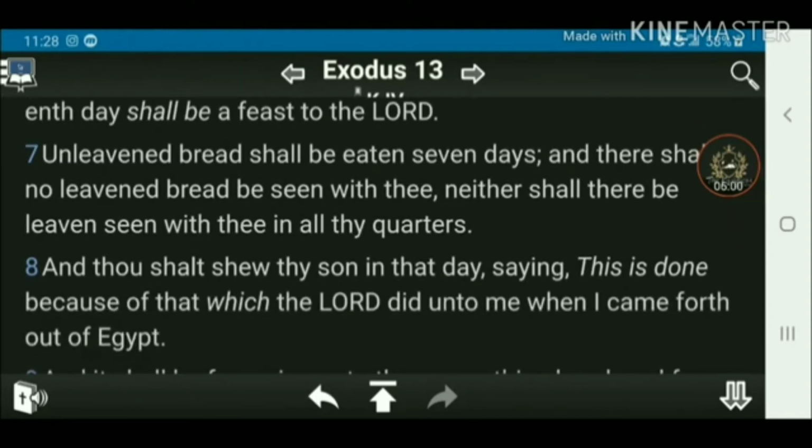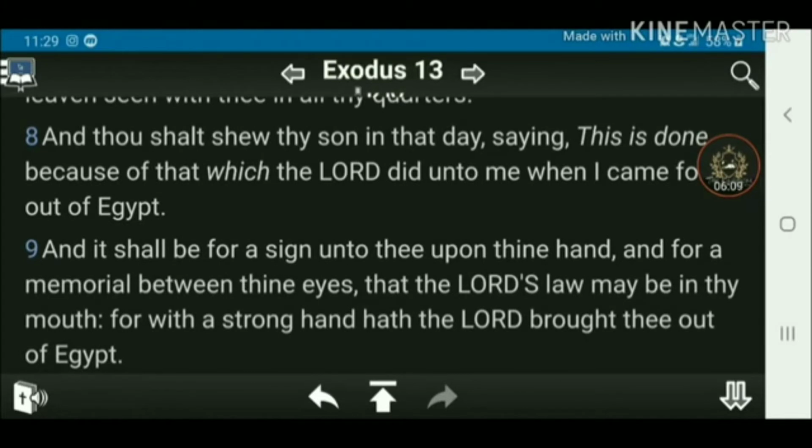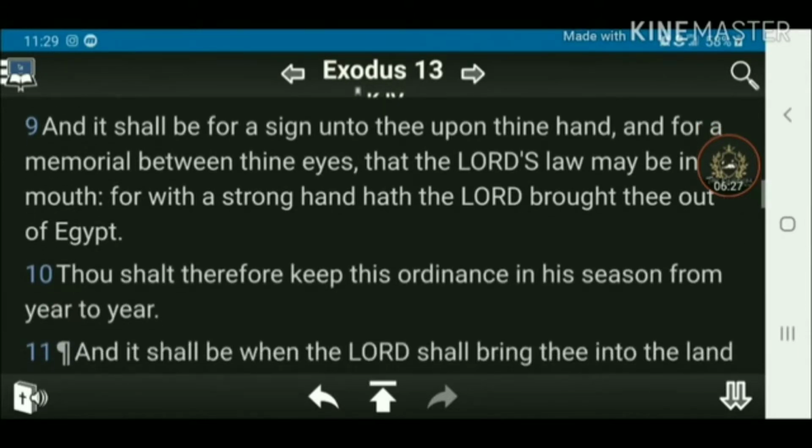And thou shalt show thy sons in that day, saying, This is done because of that which the Lord did unto me when I came forth out of Egypt. And it shall be for a sign unto thee upon thine hand, and for a memorial between thine eyes, that the Lord's law may be in thy mouth. For with a strong hand hath the Lord brought thee out of Egypt. Thou shalt therefore keep this ordinance in this season from year to year.